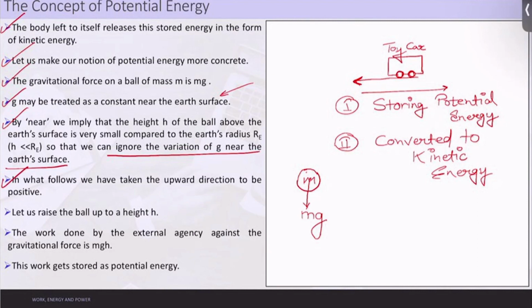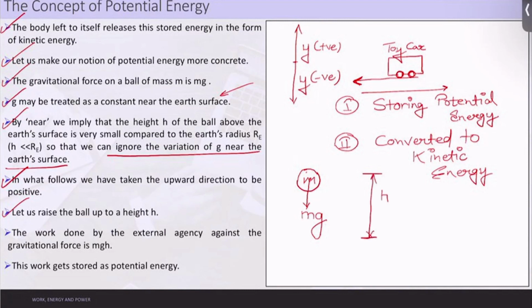That was a simple discussion. We are talking about potential energy here. In what follows, we have taken the upward direction to be positive. So generally, what is our sign convention? The upward direction is taken as positive, and the downward direction is taken as negative. Now let us raise the ball up to a height h. So we kept this ball and raised it to some height h.